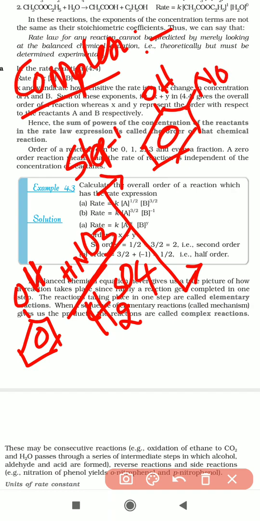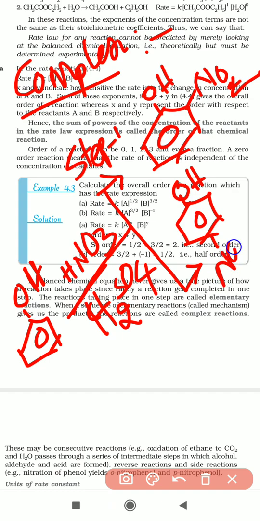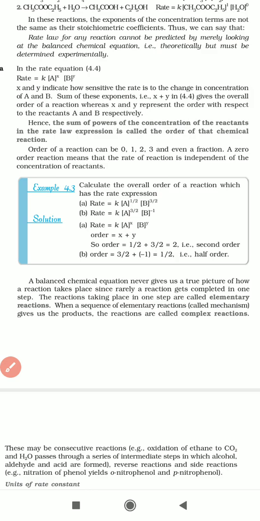Orthonitrophenol will be formed in the first step, and in the second step paranitrophenol is formed. So how many steps are involved in that reaction? There are two steps. Step 1, orthonitrophenol is forming. Step 2, paranitrophenol will be forming there, right? So these are the major differences between simple reactions and complex reactions, the best example for that.